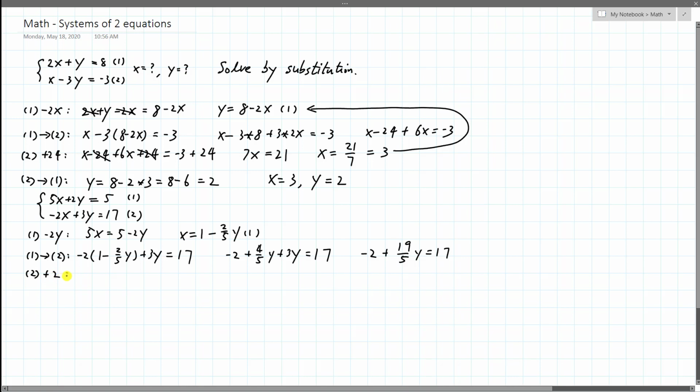And if I add 2, so this is my equation 2, add a 2 on both sides. This 2 is gone, minus 2 is gone. So 19 over 5 y equals 17 plus 2. Phew, now 19 comes out. I was a bit worried that I may have made a mistake. Okay, so we have 19. Alright, so we can divide 19 out. 1/5 y equals 1, and multiply the 5, so y is equal to 5.